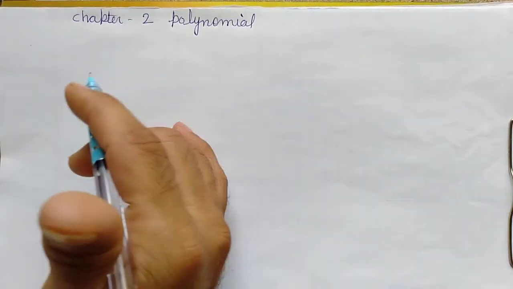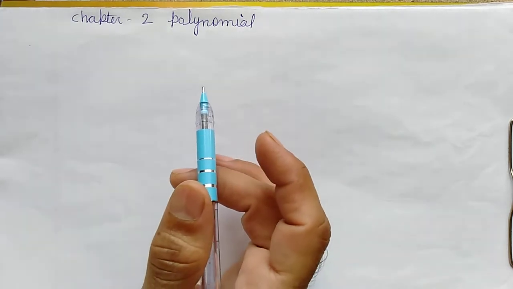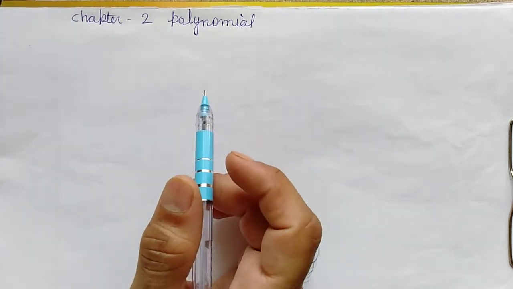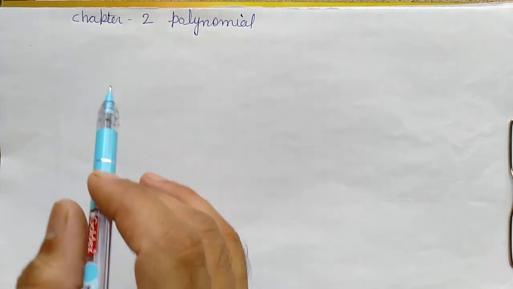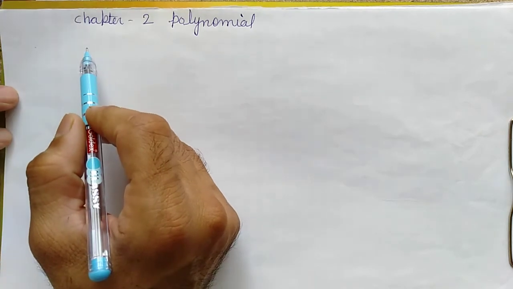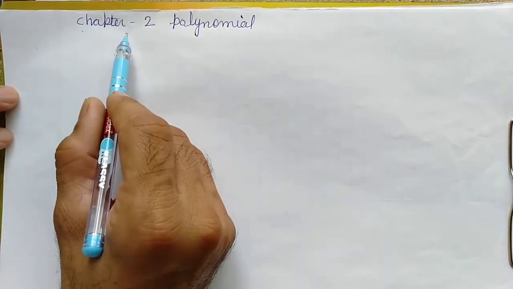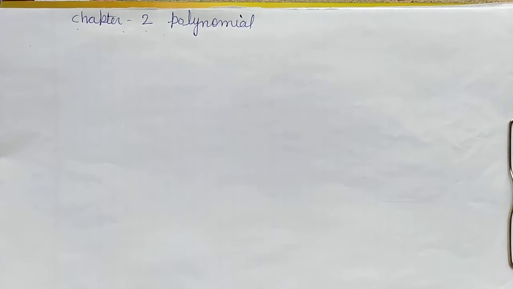Dear students, in previous videos we have done our chapter number 1, number system. We have finished the chapter basic things and exercises also. Now in this video we are going to start our new chapter, that is chapter number 2, polynomial.